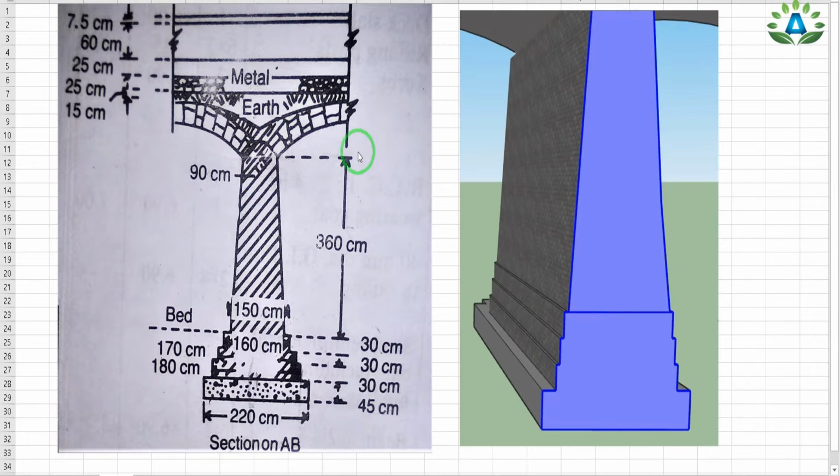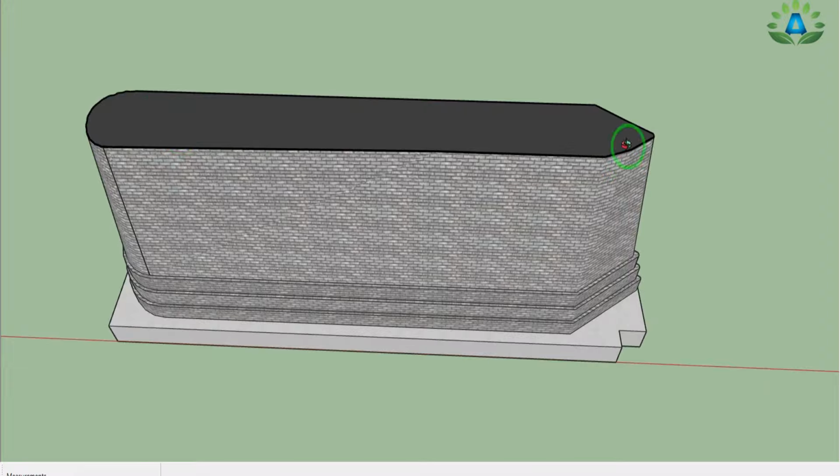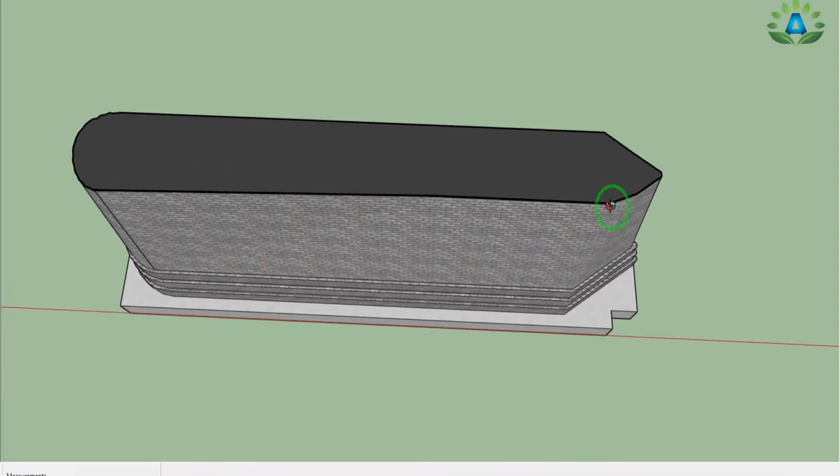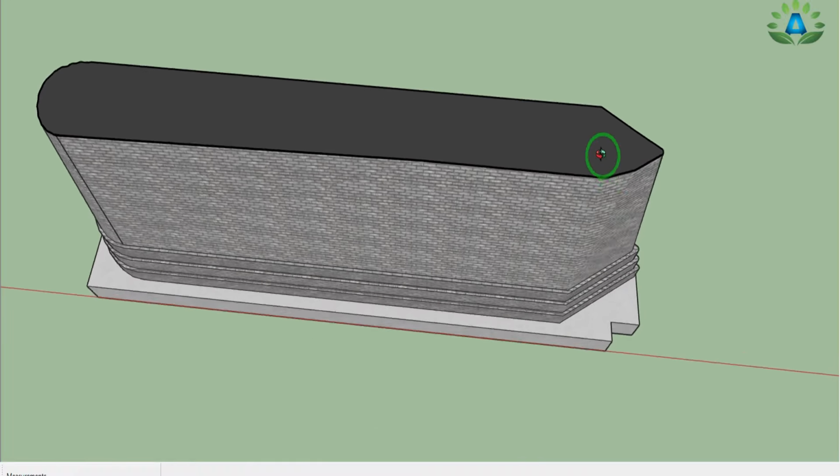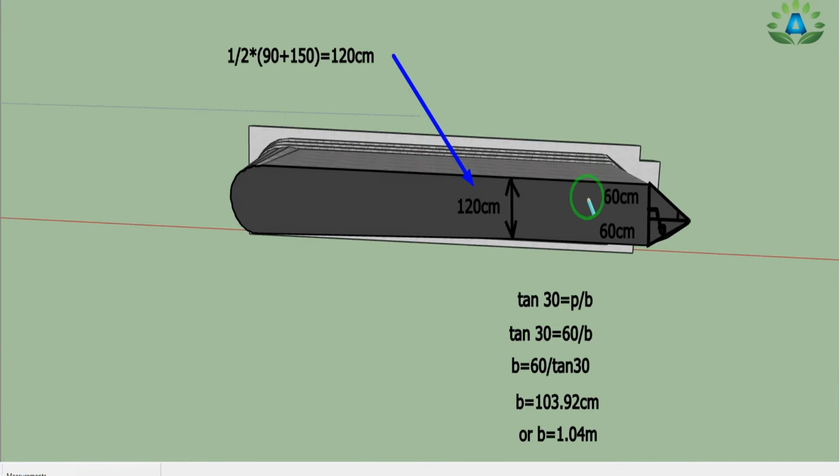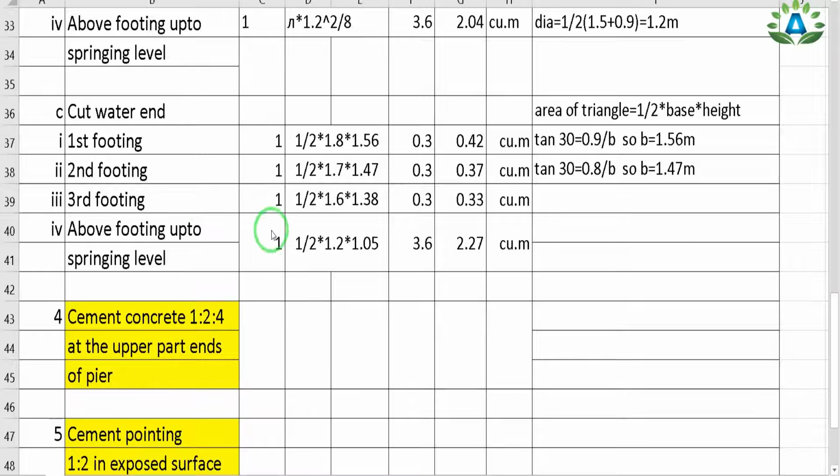So we need to calculate the area for this tapering portion at its midpoint. So this is our mid portion of this pier, and we are going to calculate the area of the triangle at its middle portion, so that we can get the average value of this area. So here we have this middle portion 120 centimeter, and we are going to find the height of this triangle. So we can use tan 30 equals perpendicular by base, in which our perpendicular height is 60 centimeter, and we are going to find this unknown value of B. So we get B equals 60 by tan 30. So we get B equals 103.92 centimeter, that is 1.04 meter. So we have one number of this footing.